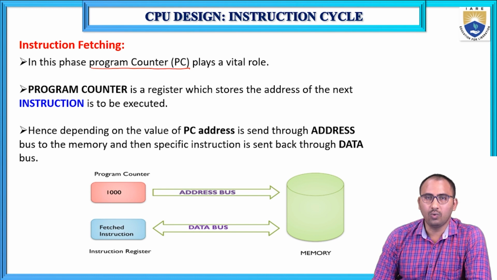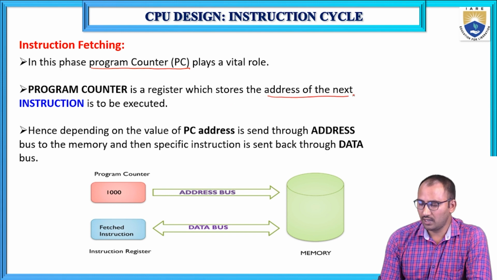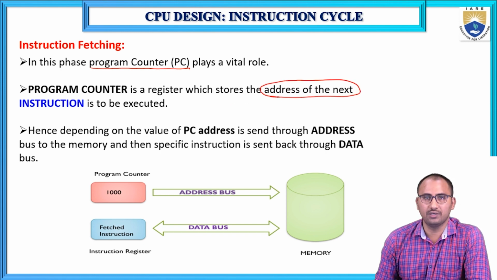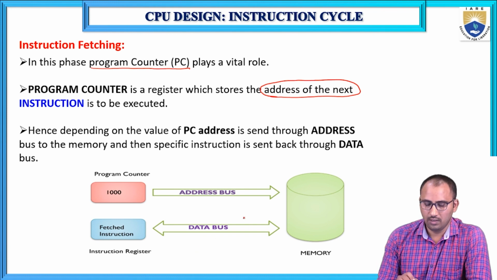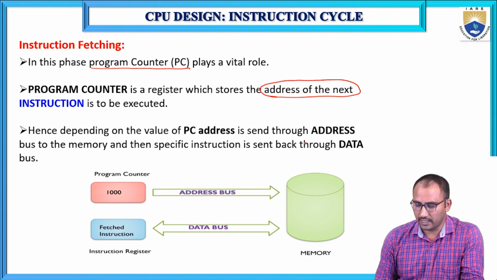Okay, so what is a program counter? The program counter stores the address of the next instruction to be executed. Depending upon the value of the PC, the address is sent through the address bus to the memory, and then the specific instruction is sent back through the data bus. So here you can see the diagram.